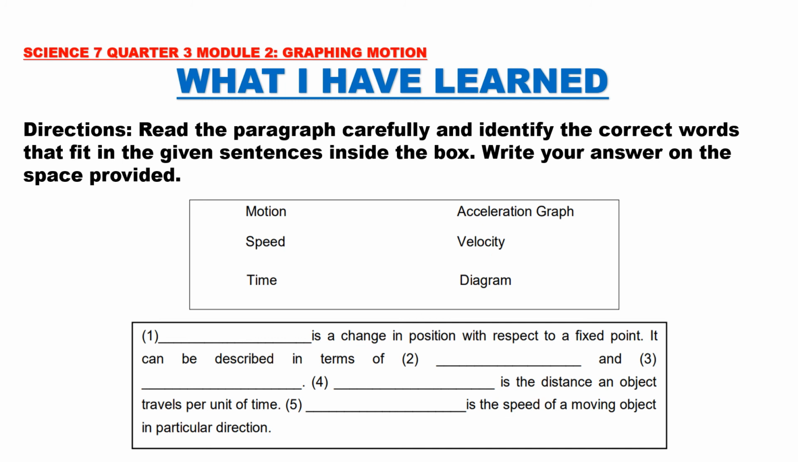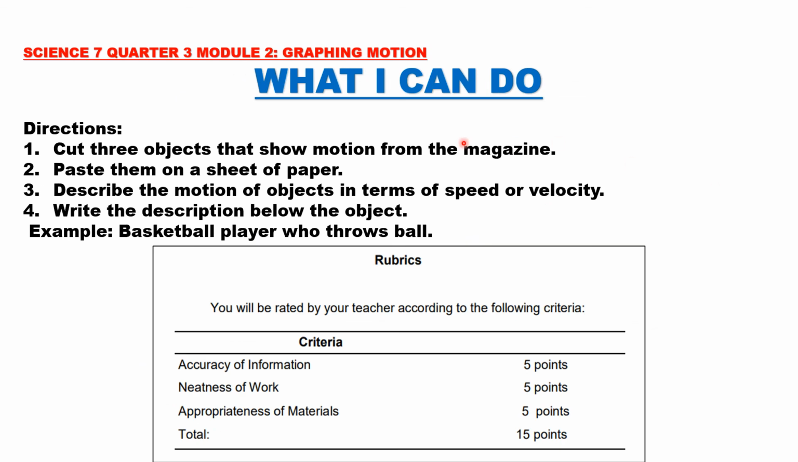Okay? So next, what I can do. Directions: cut 3 objects that show motion from magazines. If you don't have a magazine, you can use old newspapers, or old books that you no longer use, or if not, you can get pictures from the internet. Paste them on a sheet of paper. 3. Describe the motion of the objects in terms of speed or velocity. And 4. Write the description below the object.